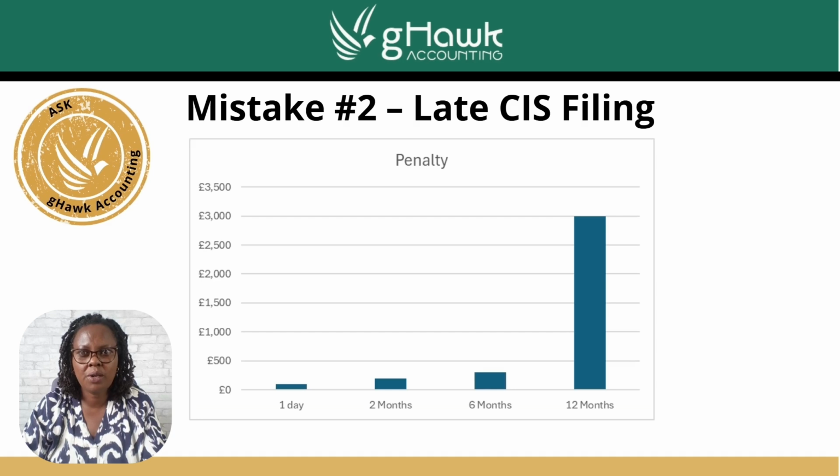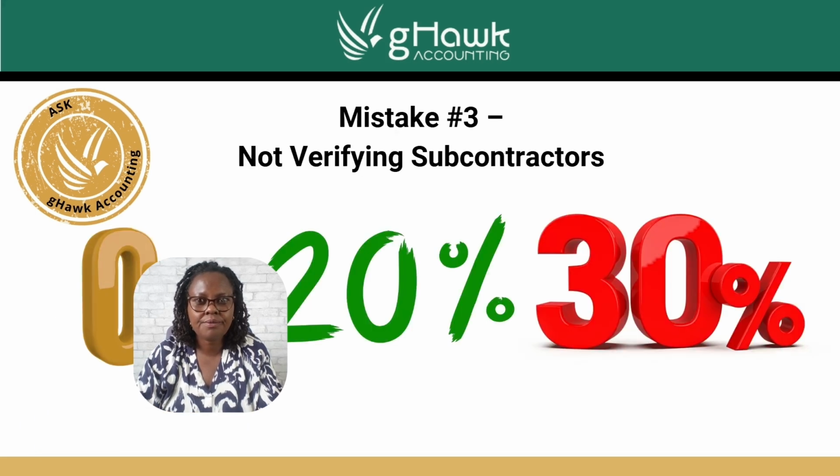Mistake number 2 is filing CIS returns late. This results in a £100 fine. The longer the delay, the worse it gets. The penalties increase to £200 after 2 months, £300 after 3 months, and can go up to £3,000 after 12 months. This is clearly not a good use of your hard-earned cash, so it's better to do the right thing and save yourself the trouble.